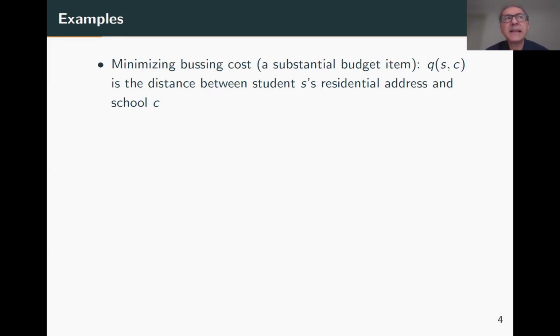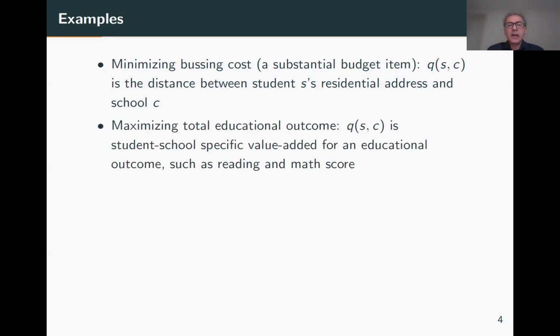Because busing kids is a big, major budget item, that question has always been in their mind. And actually, lately they have even changed their admission system, probably because they wanted to reduce busing costs. Another alternative might be to maximize the total education production. If we know which schools work better for which type of students, why don't we use this information to maximize the total education production? Can I estimate this?